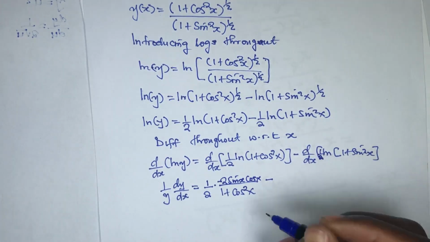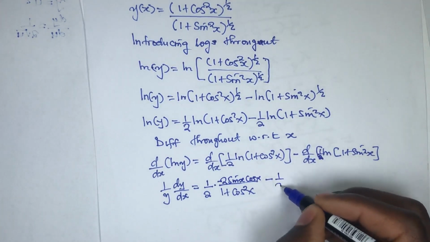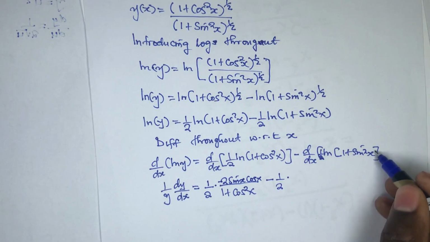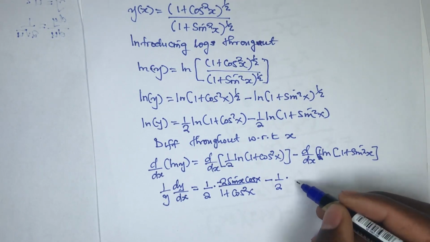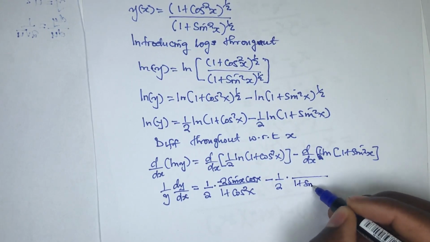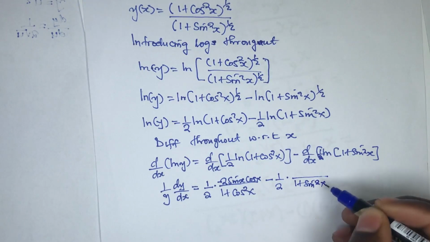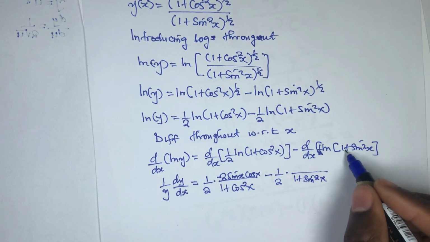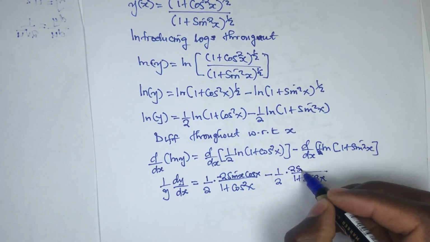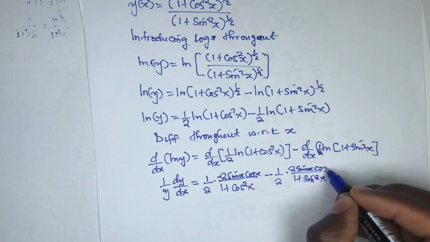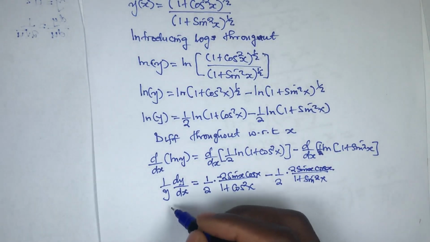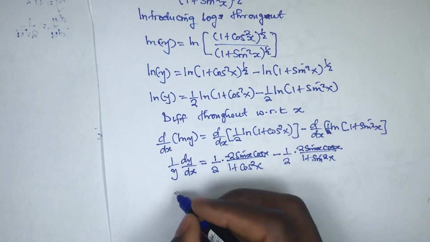Minus this side here, we're going to have half multiplied by, if you differentiate this function first the way it is, you're going to get 1 over (1 plus sin squared x). Then if you differentiate 1 plus sin squared x, we're going to get 2 sin x cos x, like this.